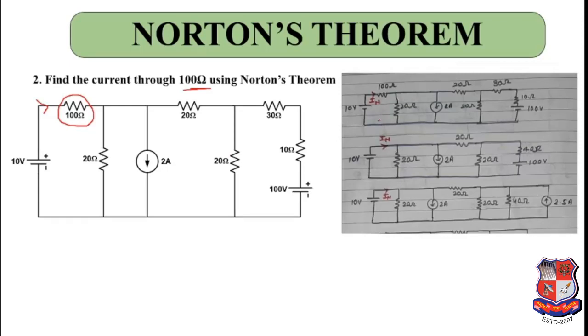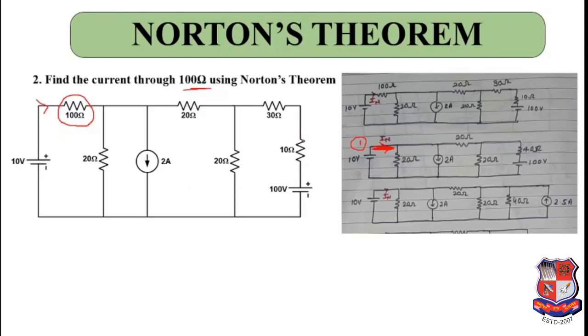So the first step will be to short circuit it. Wherever you need to find current, short circuit that element. If you observe here, this circuit looks like a series-parallel combination. So what I have done.